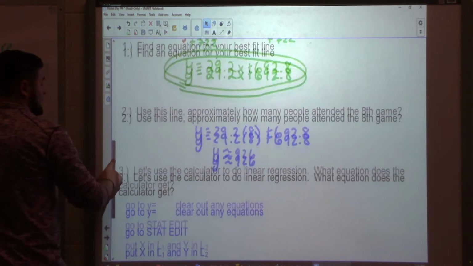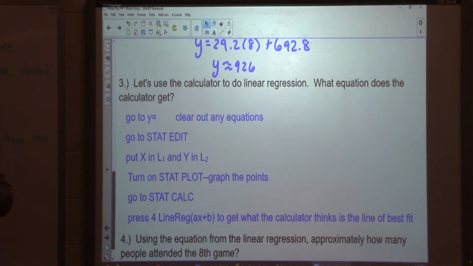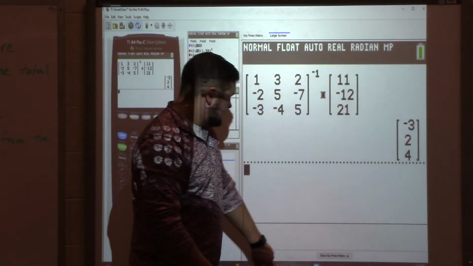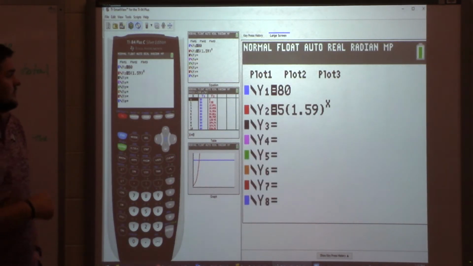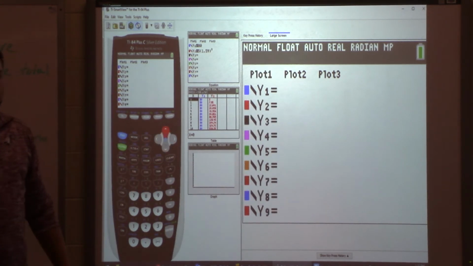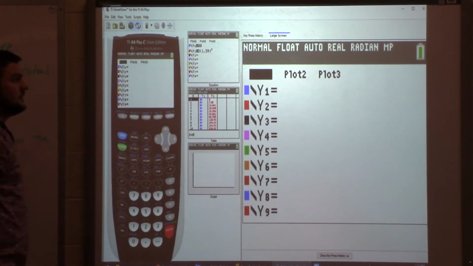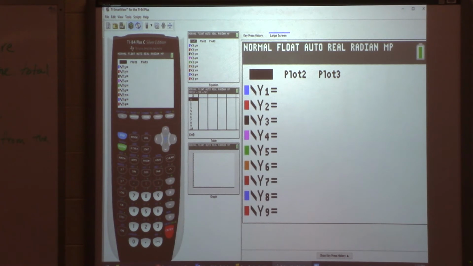Now, what we're going to do is get our calculators out, and we're going to do a linear regression. So what that looks like is, go to your y equals. Make sure everything is cleared out of it. And when you do that, I want you to go up to plot 1 and hit enter. What that does, it turns your stat plot on. So when we put our x and y values in, it's going to actually plot those points on our graph for us.